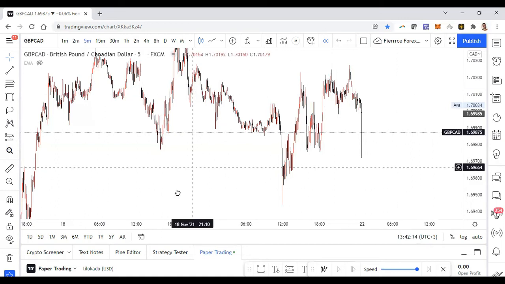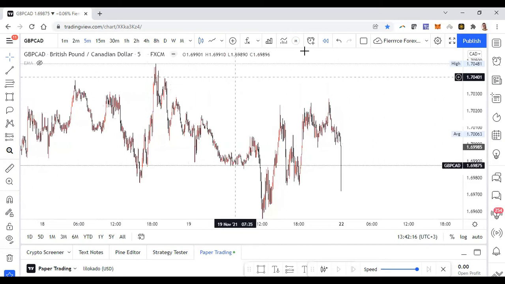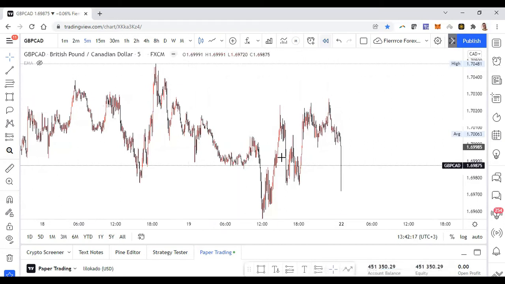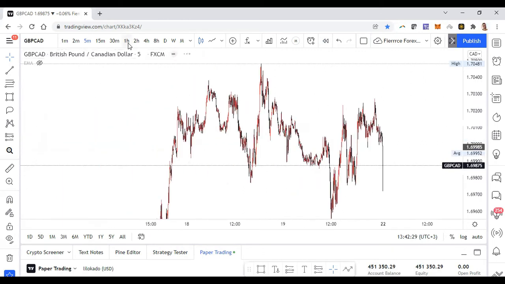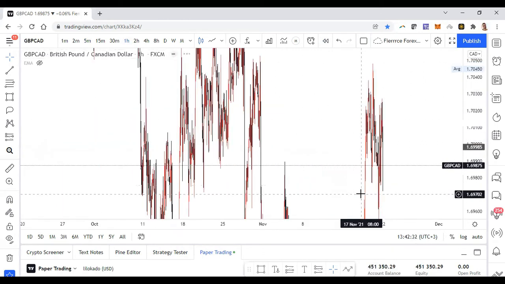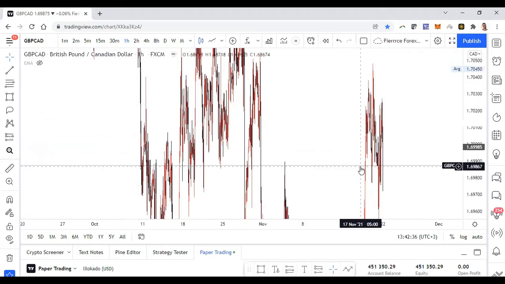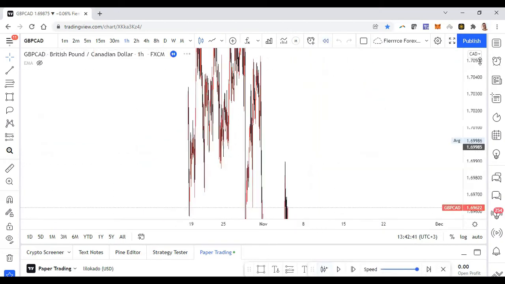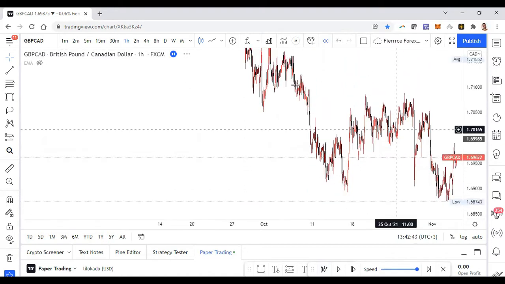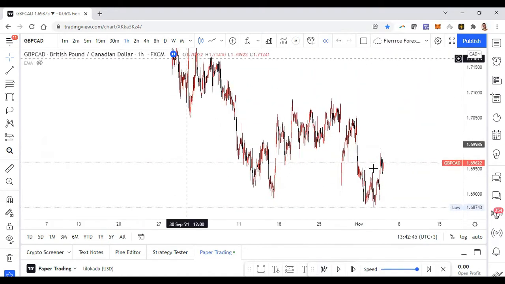So we are looking at GBPCAD, and because we are backtesting, let me go to the 1 hour. Maybe I want to look at it from the beginning of the month tentatively. I've randomly chosen a time. So this is around 4th November, the beginning of this month.